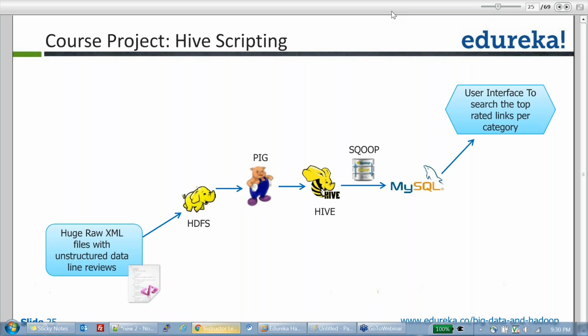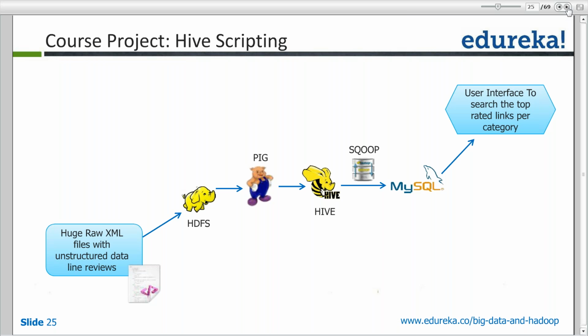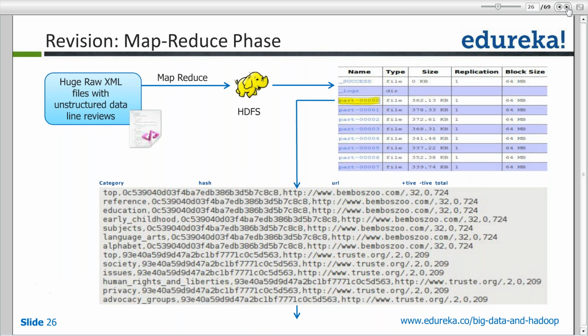So you will be having raw XML files. You will store them to HDFS. You can do some processing in Hive, some processing in Pig. After doing some processing in Hive, let's say you want to create reports on that. So the processed data, you will put to a MySQL database, right? And for doing that, you would be using Sqoop. This is just about your project.